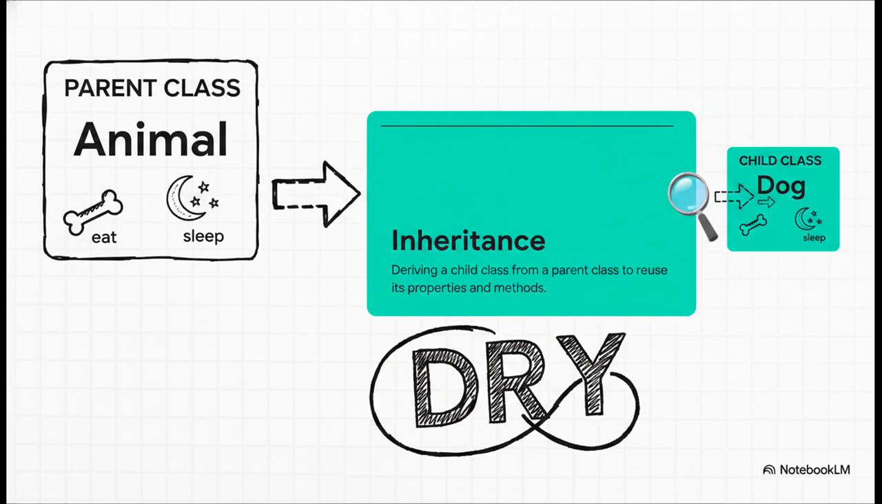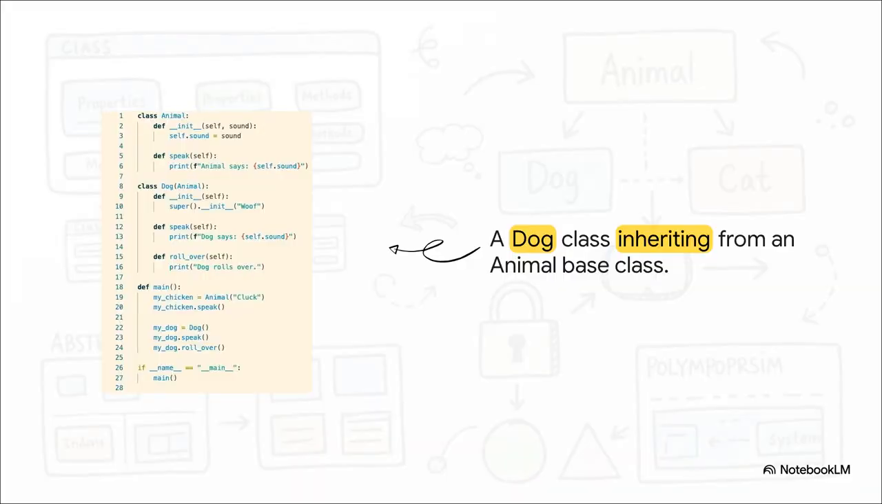The dog simply inherits those traits. It saves developers massive amounts of time and keeps the code beautifully organized according to the golden rule of programming. Don't repeat yourself. Take a look at this Python code to see exactly how that looks.